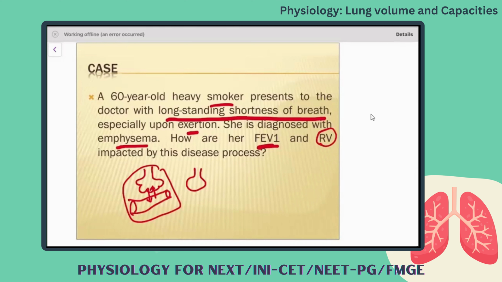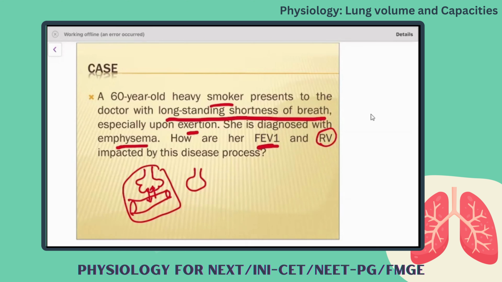What is residual volume? The volume of air which remains in the lungs even after forced breathing. So it will not take part in respiration. The main function of the residual volume is to prevent the collapse of the lungs. The lung is prevented from collapse by various factors. Among that, one of the factors is this residual volume.